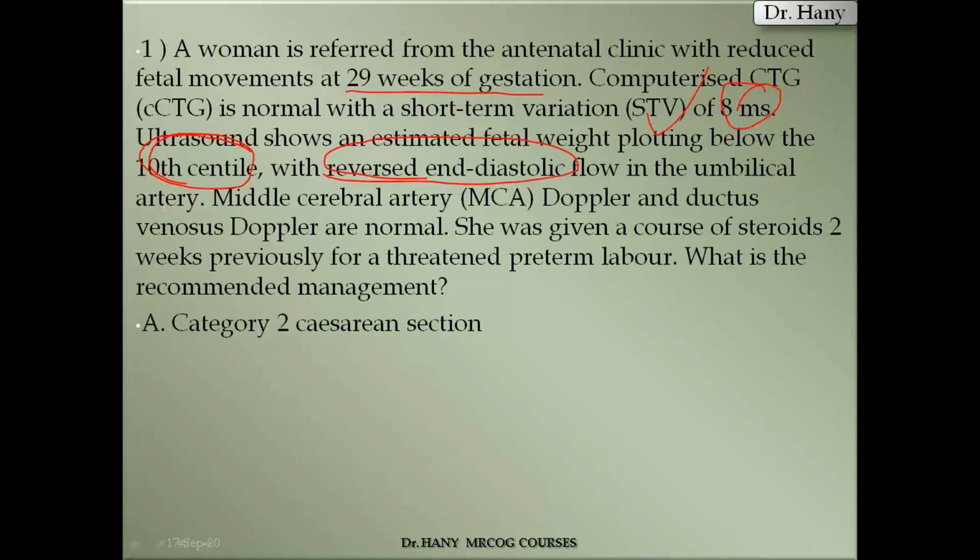So I am here on the right side of the chart, absent or reversed. So I will think about the umbilical artery Doppler and ductus venosus Doppler. Absent or reversed diastolic flow in the umbilical artery, middle cerebral artery Doppler and ductus venosus Doppler are normal. So I will consider delivery by 30 to 32 weeks of gestation. Even if the ductus venosus is normal. She was given a course of steroid 2 weeks back for threatened preterm labor. Recommended management for this baby.